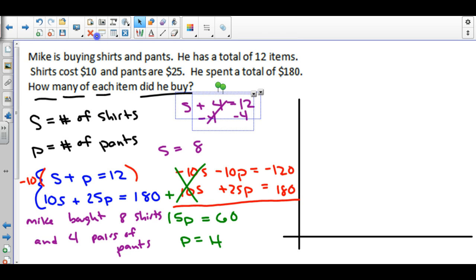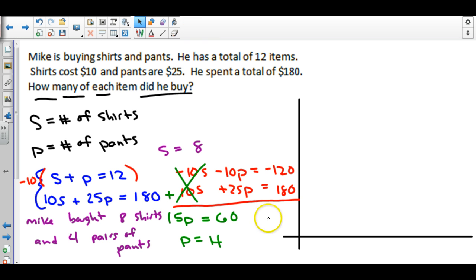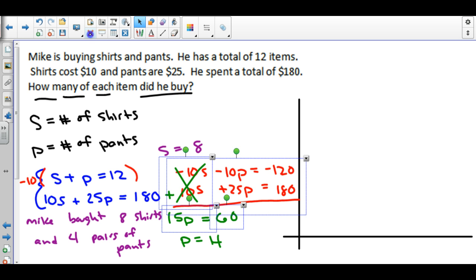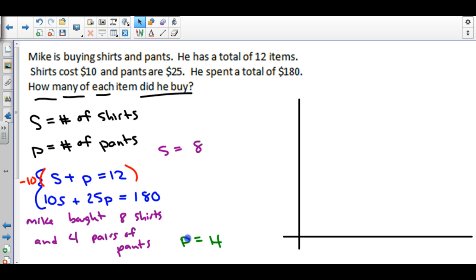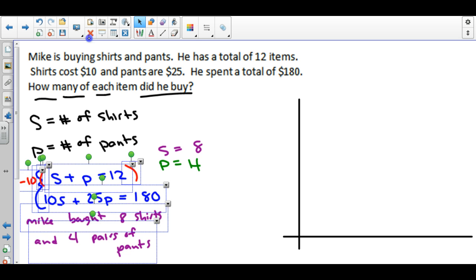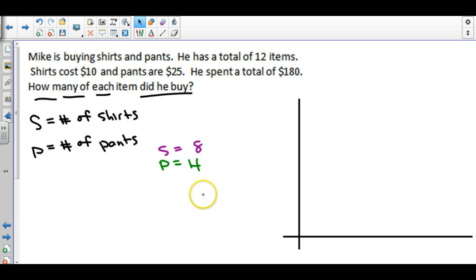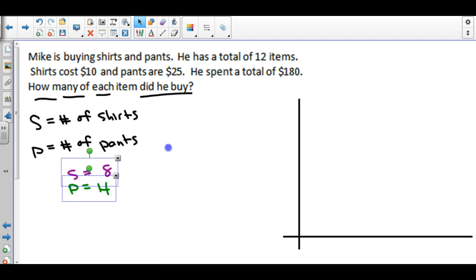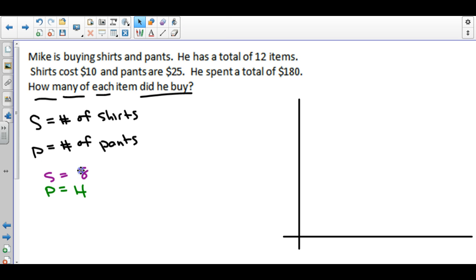I'll still keep my solution hanging around that the number of shirts was 8 and the number of pants was 4, so I'm going to bring this up here. And the reason I'm going to do that is just to hang around with that, because we are going to see an intersection for these two values. And I want to show that, again, our intersection is going to be at the point 8, 4 if I decide to plot my shirts on the x-axis. So I'm going to put number of shirts down here.